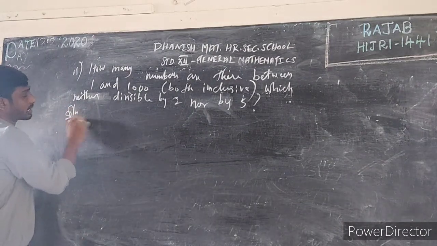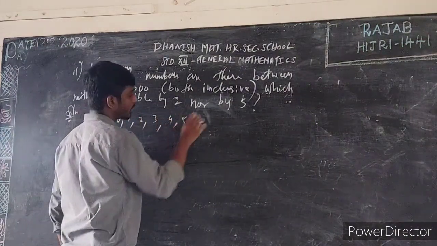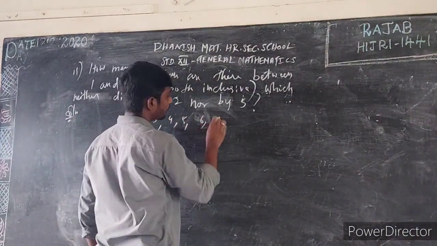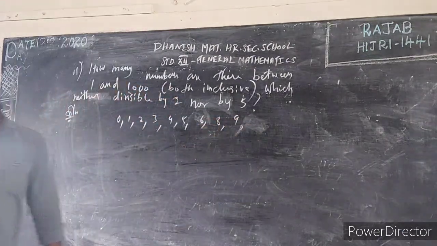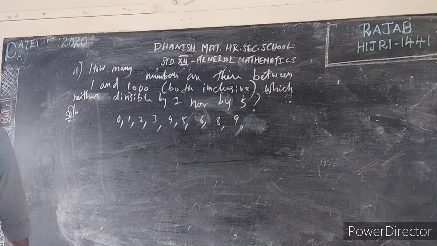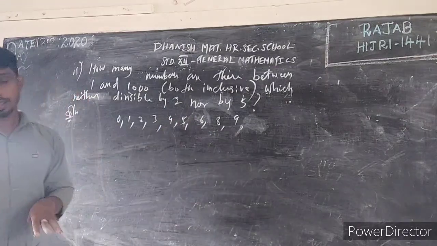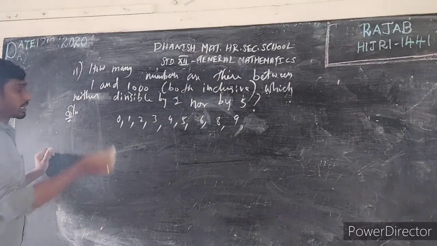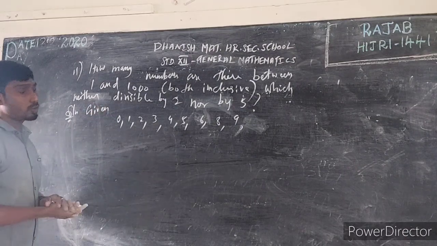What are the digits we are taking here? 0, 1, 2, 3, 4, 5, 6, 7, 8, 9. Numbers which are neither divisible by 2 nor by 5 should have 1, 3, 7, 9 in the unit place. So first we are going to solve it using the given digits, 0 to 9.